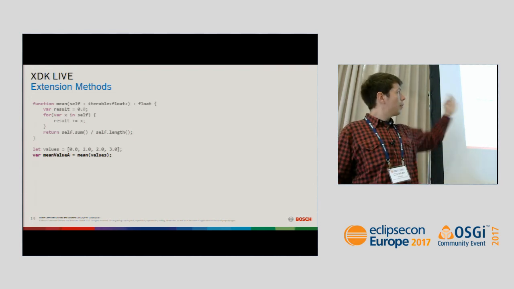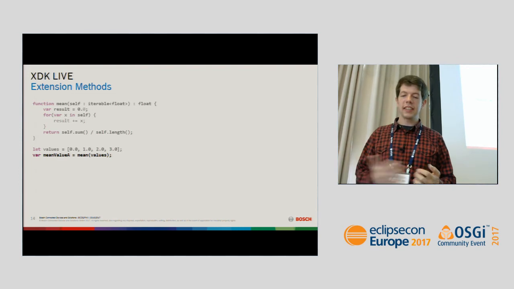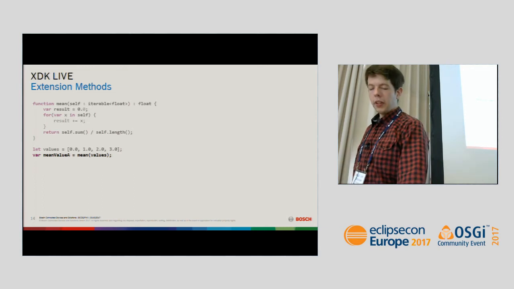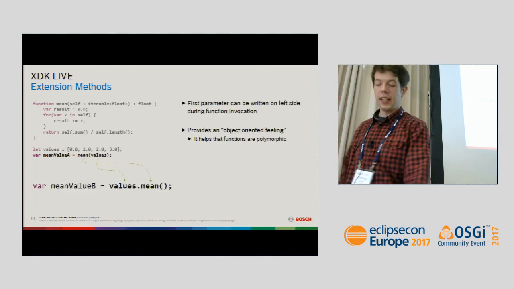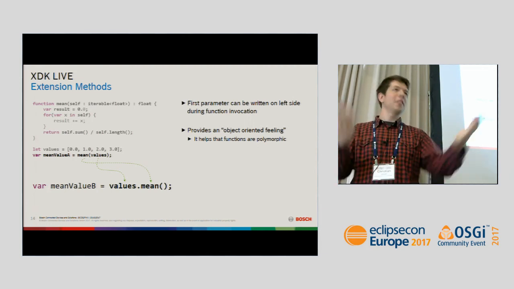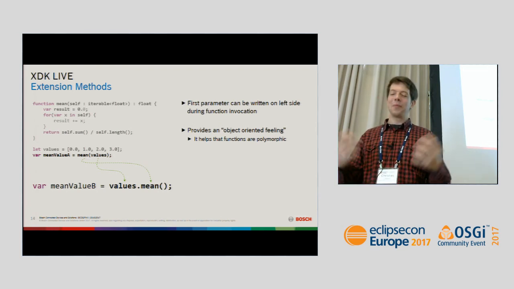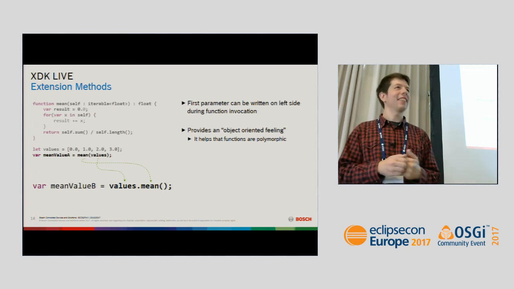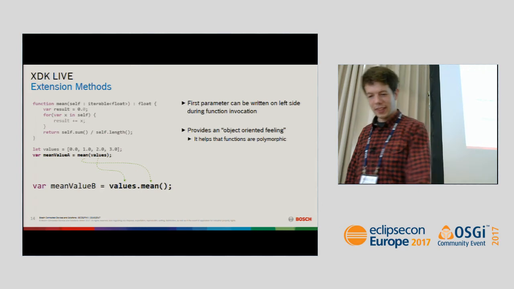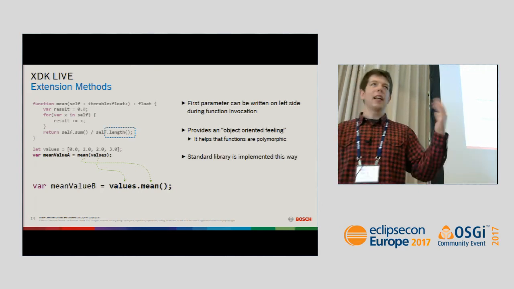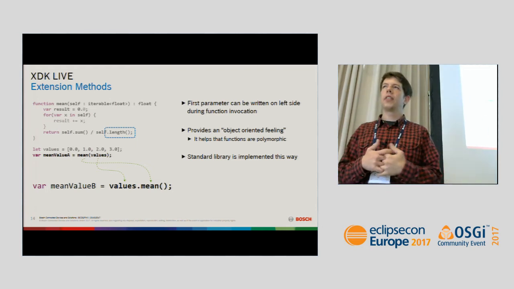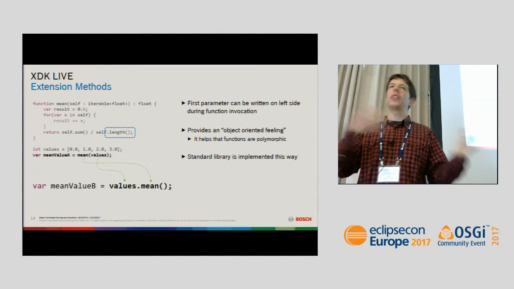So if we have that function that computes the mean of a list, we can just call it as you would call a function in any other language, or you can write the first argument of the function on the left side. Anyone here who's familiar with Xtend, you know this feature, right? Xtend is probably even named because of that, right? So we sort of nicked that feature and put it in as well because it's really, really neat. And the standard library is implemented like that, right? So the length on an iterable, for example, is a function that is just an extension method to that type.